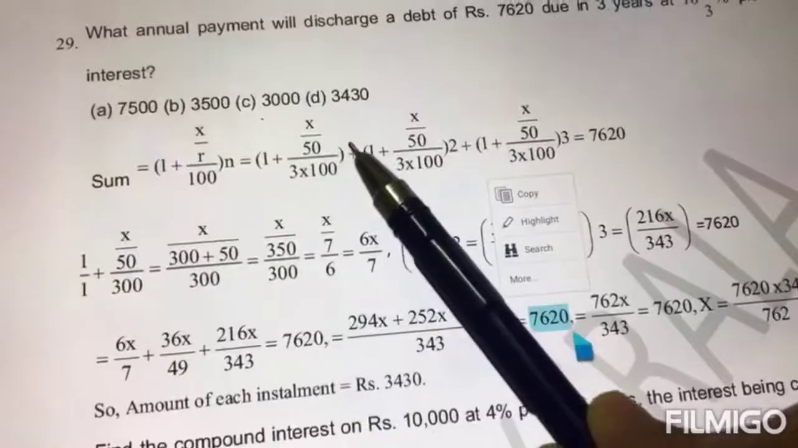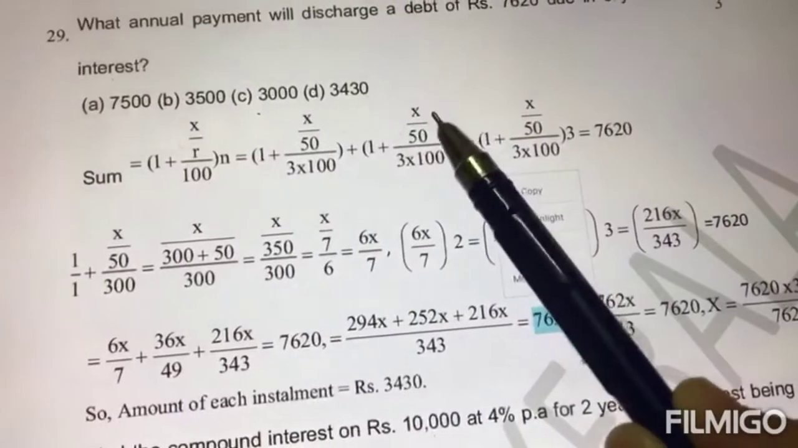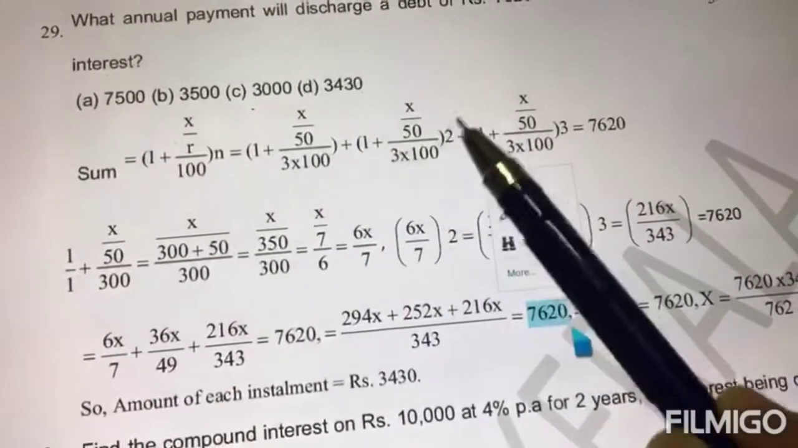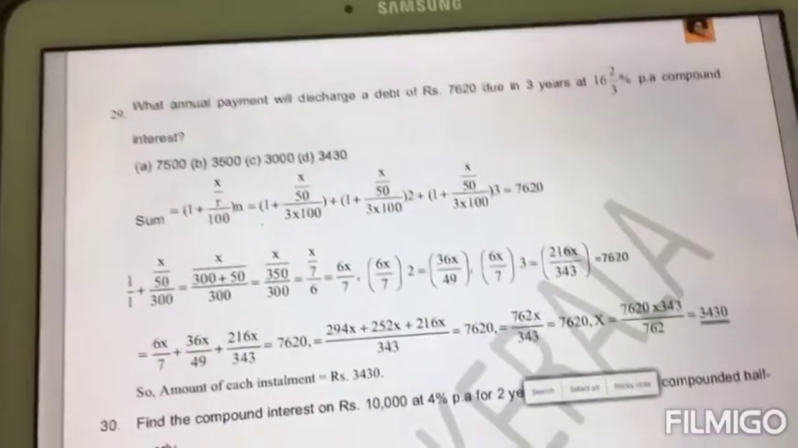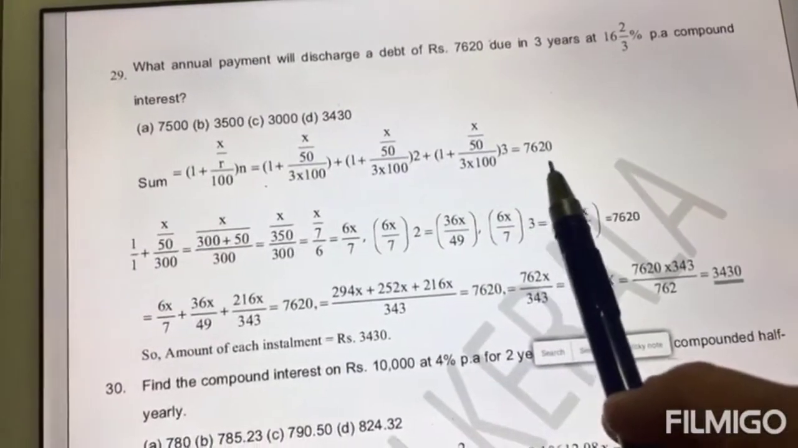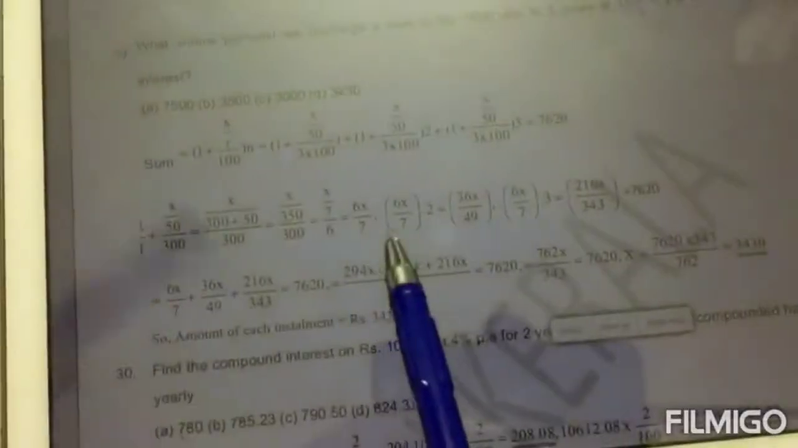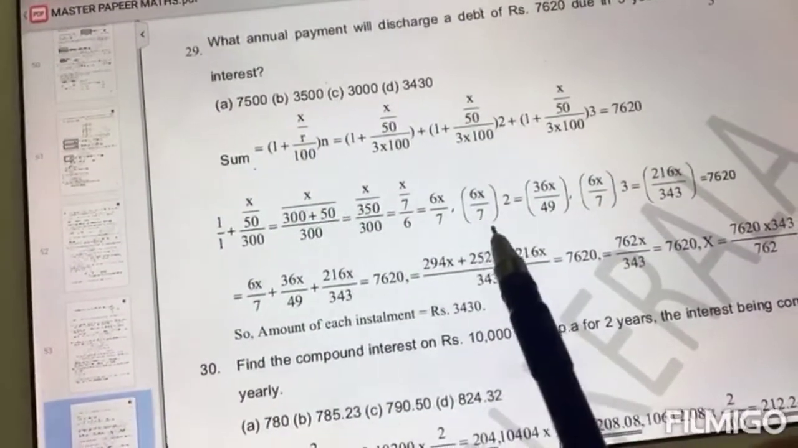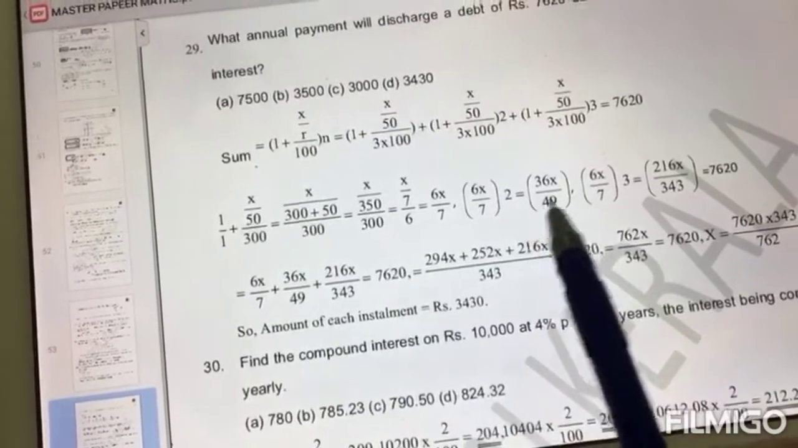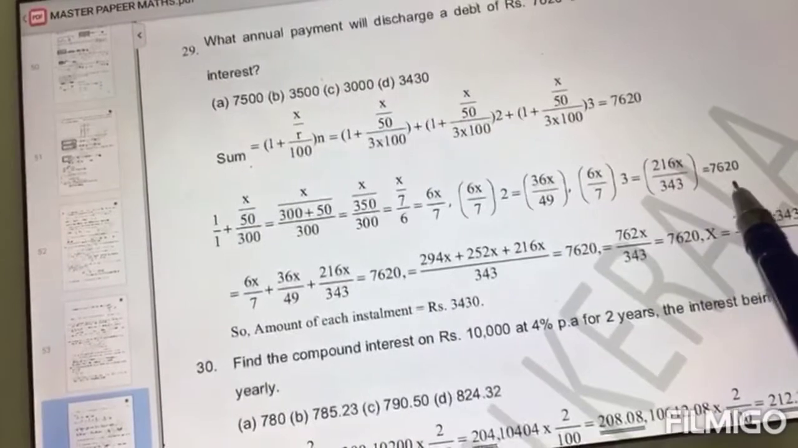This is for the first year. This will be the second year, x by (50/3 into 100) raised to 2, and then finally this term raised to 3 should give you 7620. When you expand the terms, you will get 6x by 7, 6x by 7 whole square, and then 6x by 7 cube, and this should be equal to 7620.